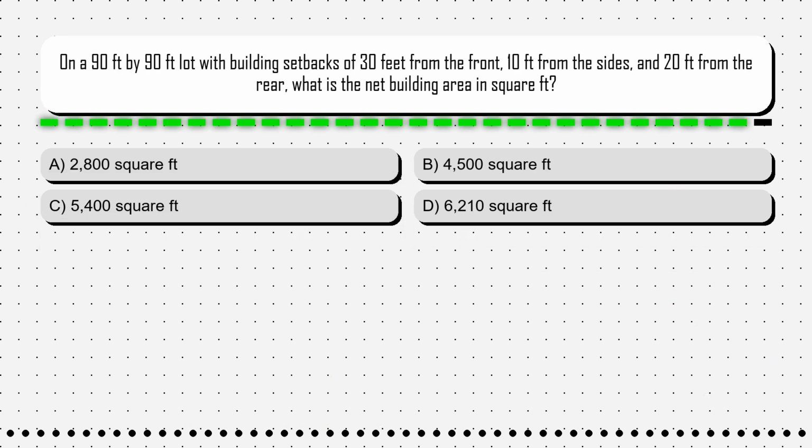Question 29. On a 90 feet by 90 feet lot with building setbacks of 30 feet from the front, 10 feet from the sides, and 20 feet from the rear, what is the net building area in square feet? Option A, 2,800 square ft. Option B, 4,500 square ft. Option C, 5,400 square ft. Option D, 6,210 square ft.